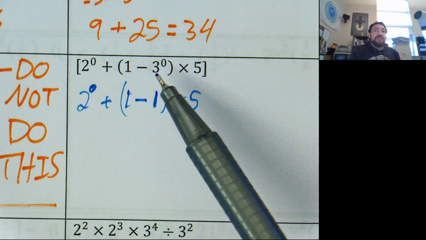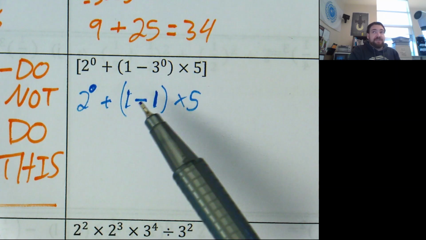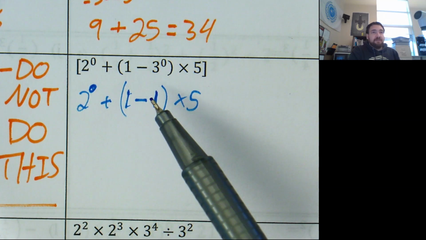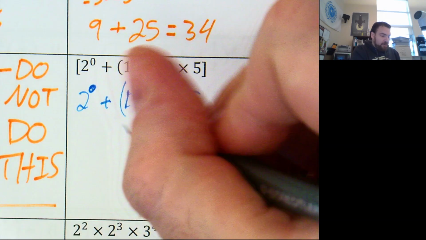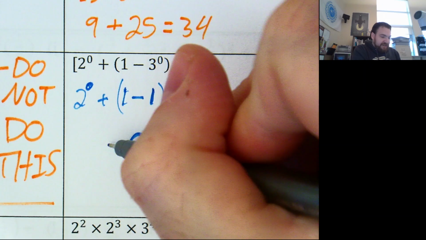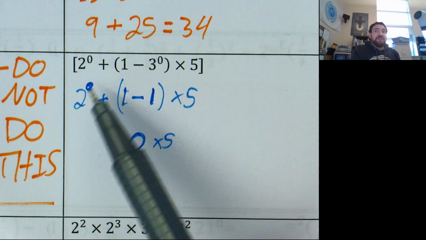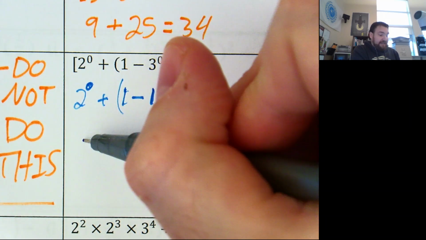So inside those brackets, we had an exponent, we applied the exponent, and now we're going to do the subtraction inside those brackets. 1 minus 1 is? 0. I still have the times 5 out back. I still have a plus. I could do this 2 to the 0 right away. 2 to the 0 is? 1, because anything to the power of 0 is 1.